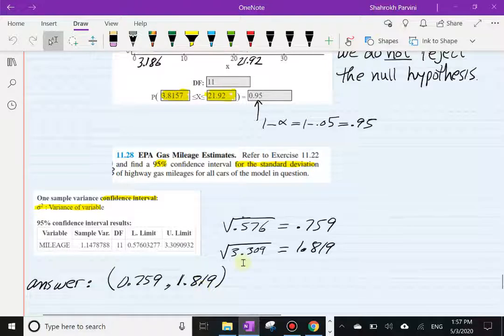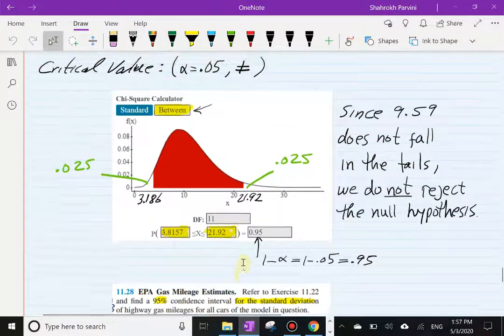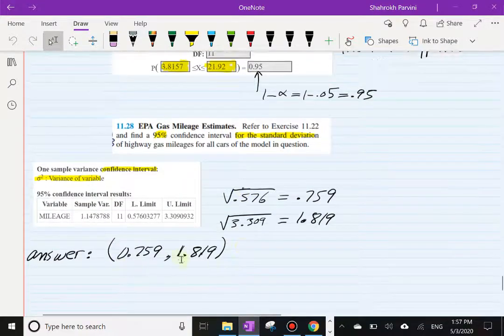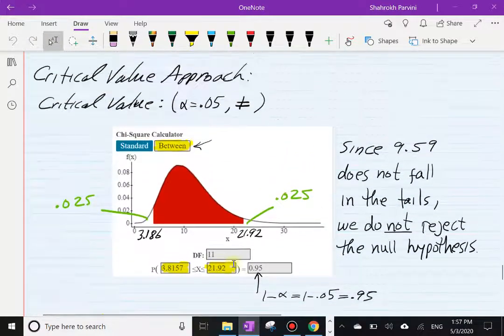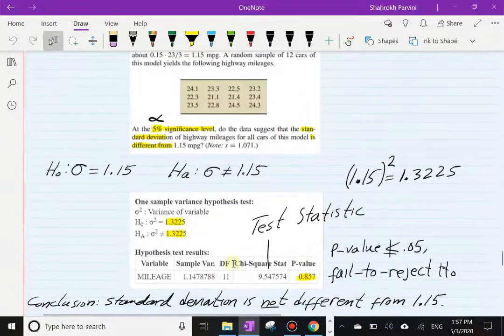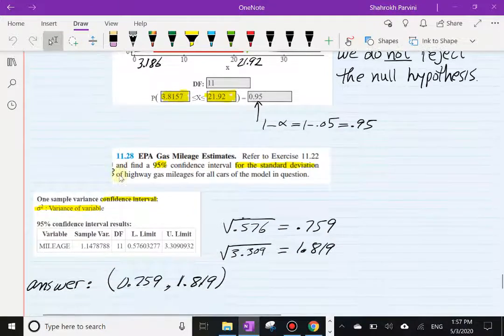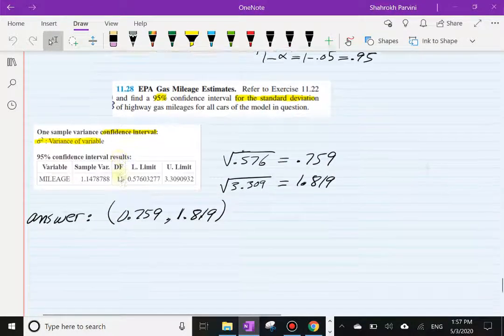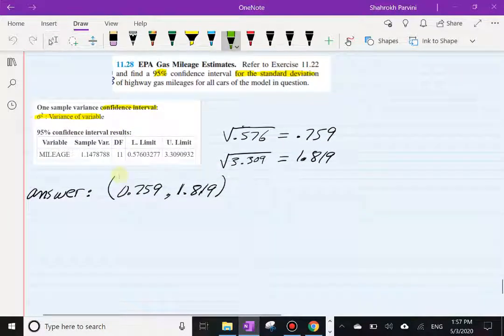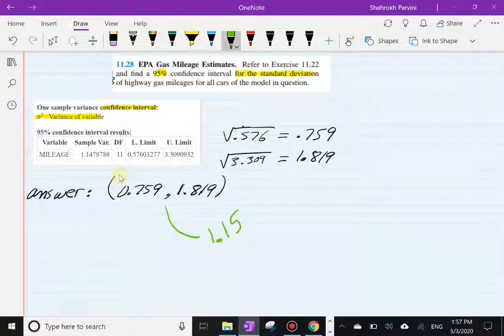And note the hypothesized value, this is for standard deviation. The hypothesized value of a standard deviation was right up here, 1.15. That 1.15 actually is inside of this interval, right? Right in here, 1.15 is in there. So we do not reject the null hypothesis.